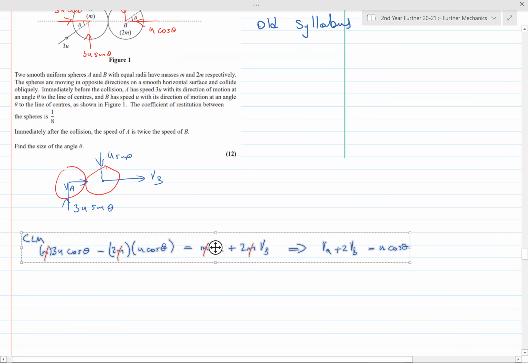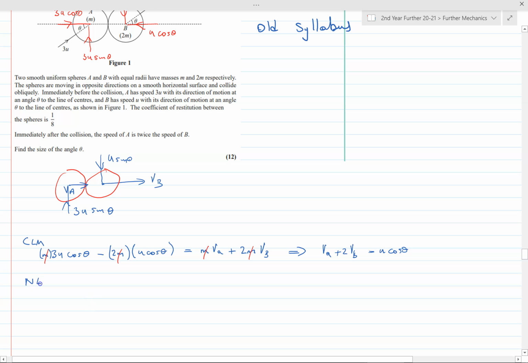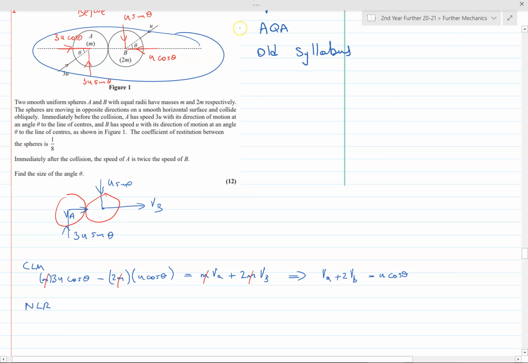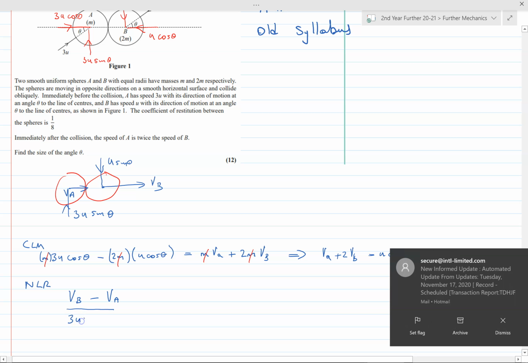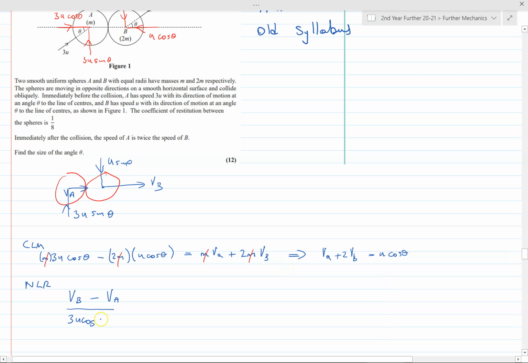Then Newton's law of restitution. Notice that these two are coming towards each other, so they're approaching each other. Newton's law of restitution says speed of separation, which is VB minus VA, over speed of approach, which will be 3u cos theta plus u cos theta, equals the coefficient of restitution, which is given as 1/8. So that comes to VB minus VA equals a half u cos theta.